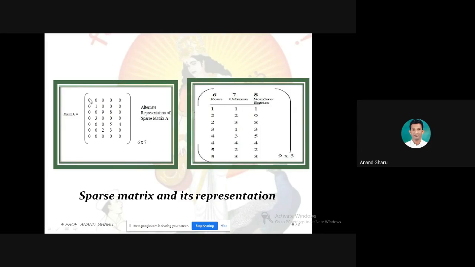Okay, so if you want to represent the matrix with the help of an array, then you write one number of row and one number of column, then the value is 1. So here you can see, you can write one number of row, one number of column, and non-zero entry is 1. Then 2 number of row and 2 number of column, value is 9. 2, 2, 9.